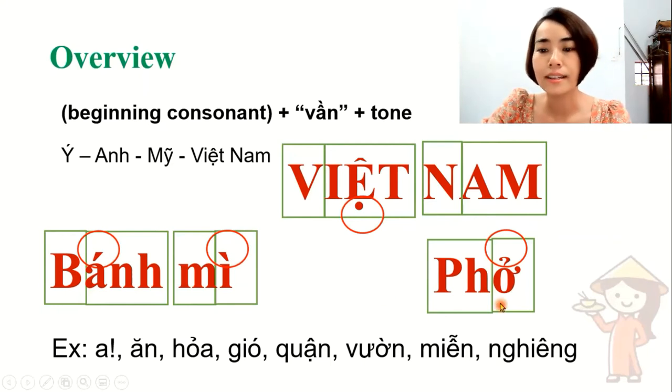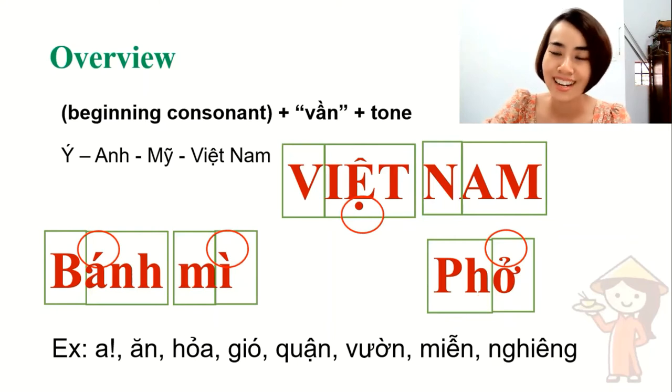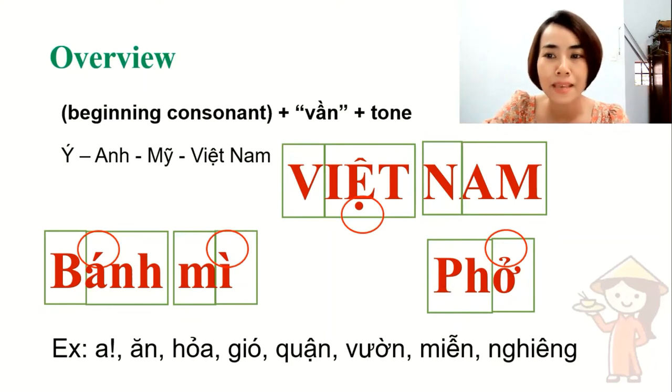Next one is this one, phở, also the most popular dish, the Vietnamese dish that all the foreigners know, okay? Phở, so this one, the beginning consonant is a complex consonant. It's a consonant cluster created by P and H. Together, they make a beginning consonant. And the van here is just a letter, and hỏi is the tone.